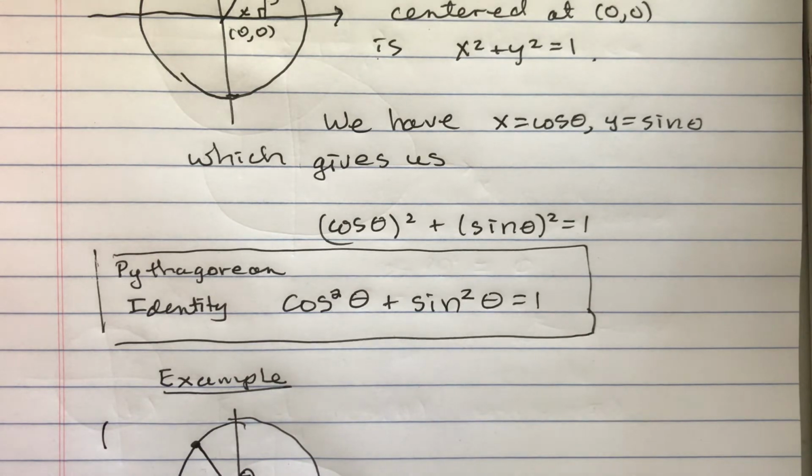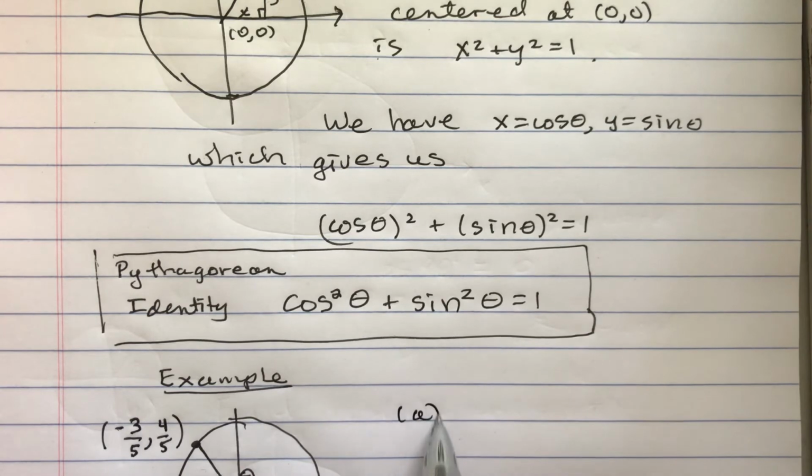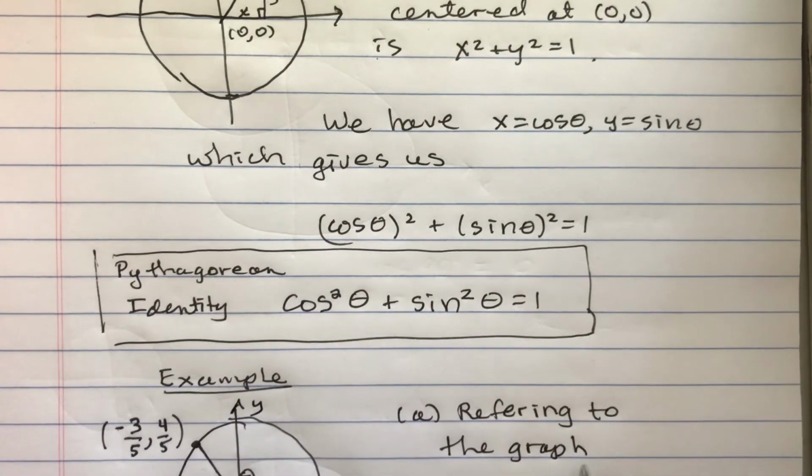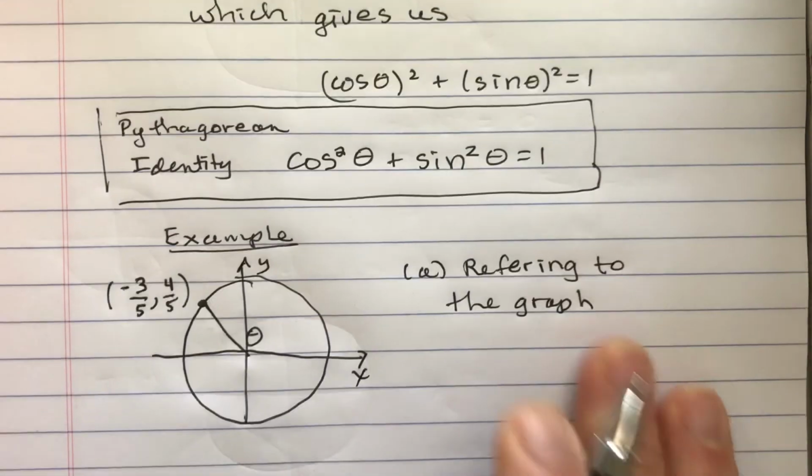And all of a sudden I have this idea of just doing this in my head right now on the fly instead of really thinking this through. But okay, let's have this point negative 3/5, and this is 4/5. Okay, so A, referring to the picture, to the diagram, to the graph here. Is it really a graph? Maybe it's a diagram.